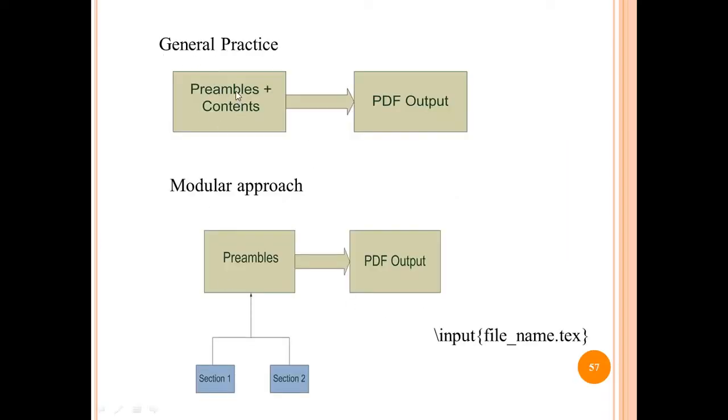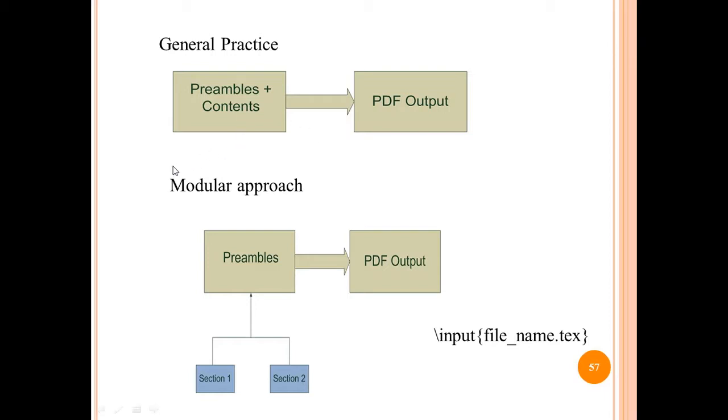So in general practice what we do is we have our preambles, that is our document class and packages, and then the content in the same text file. Now we build this project and we get the PDF as an output. So this is what we are practicing till now. Now it will work perfectly fine when you have less data, but imagine when with time the data goes on increasing. So what will happen is it will be very difficult for a user to maintain this data.